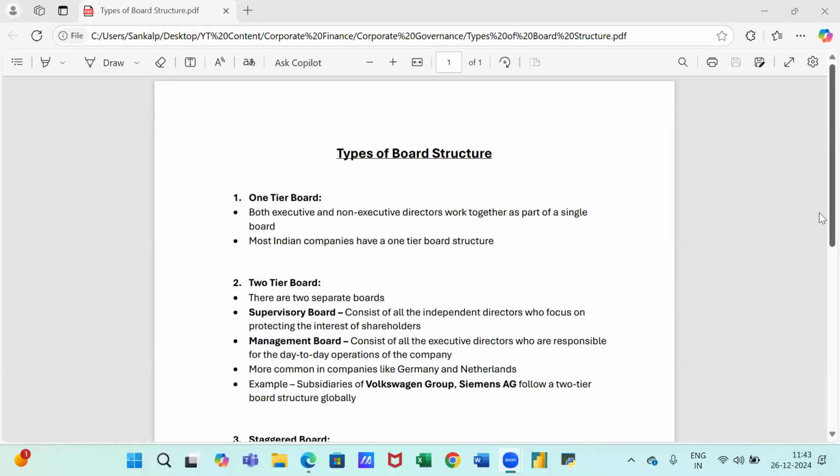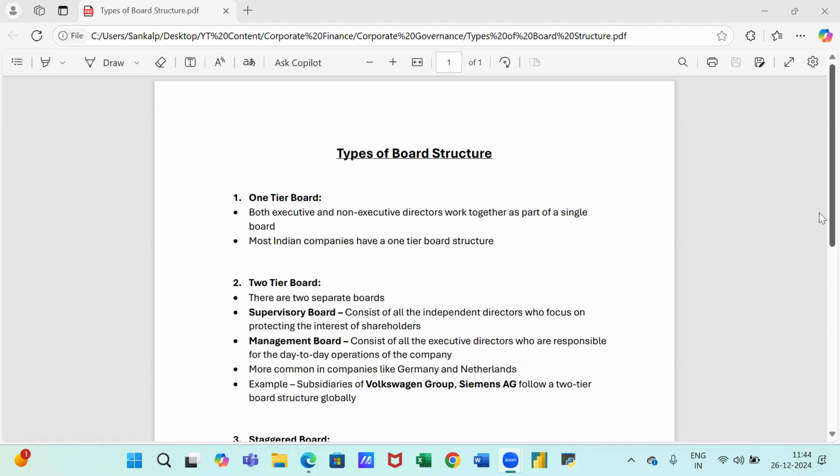Okay. So the next topic that we have in hand under the corporate governance playlist is types of board structure. So there are predominantly three types of board structures: one tier, two tier, and staggered board. So we'll see which type of board structures are used in different geographies, and for some of the structures, what's the reason behind using it.